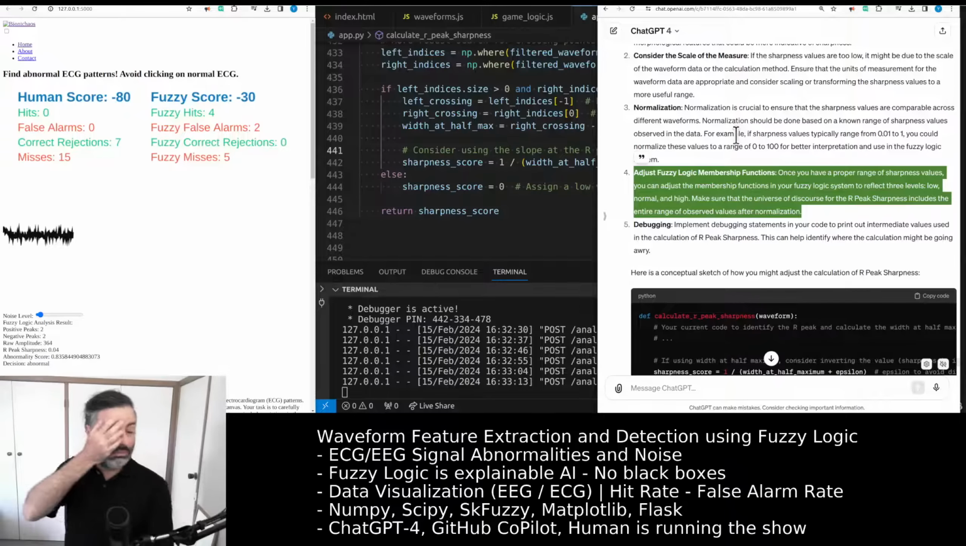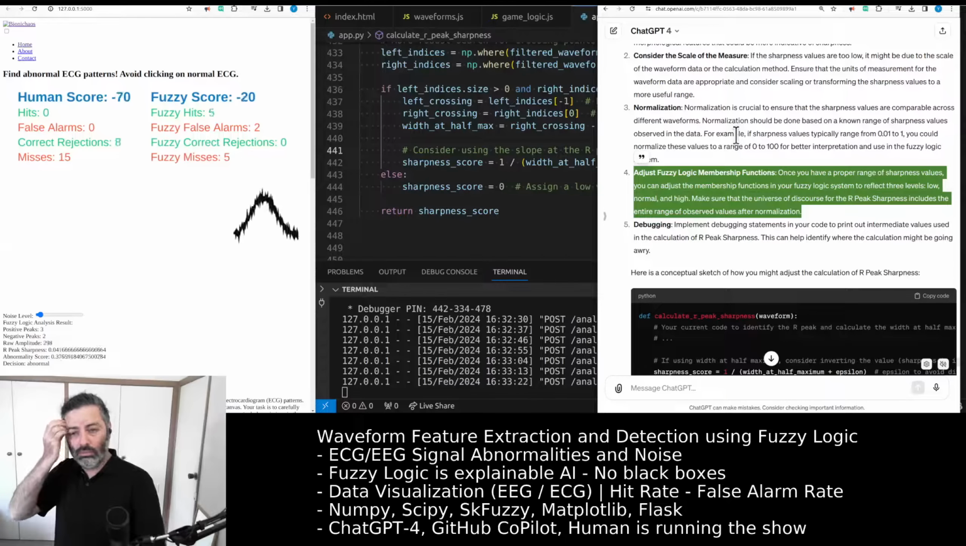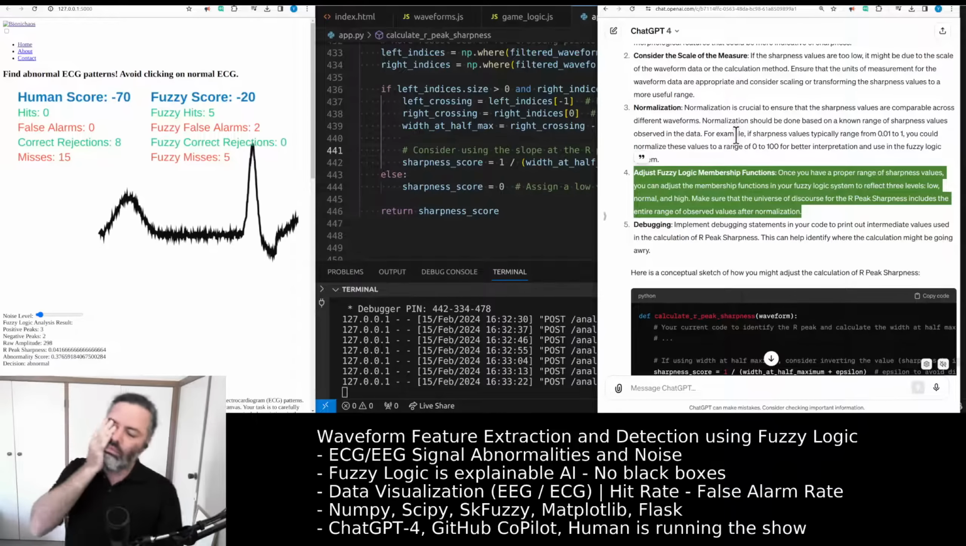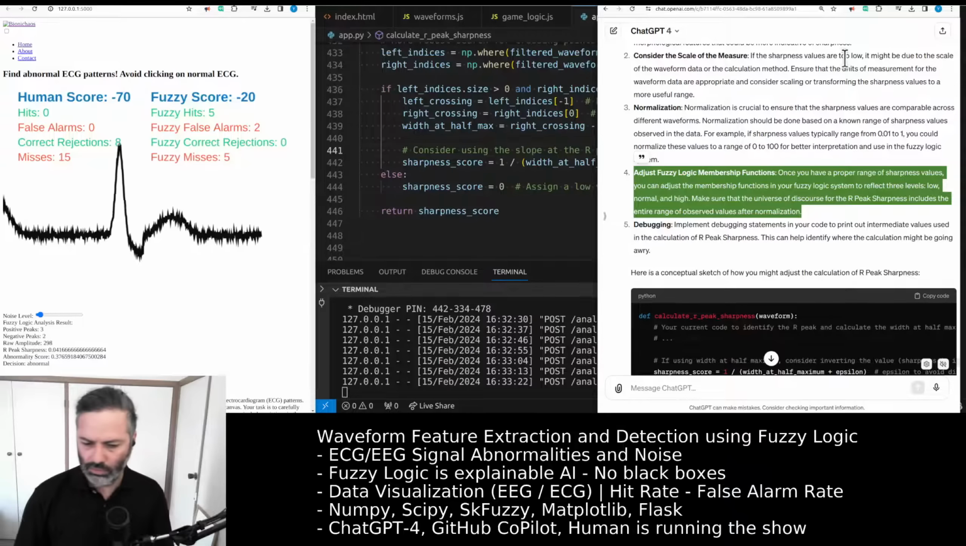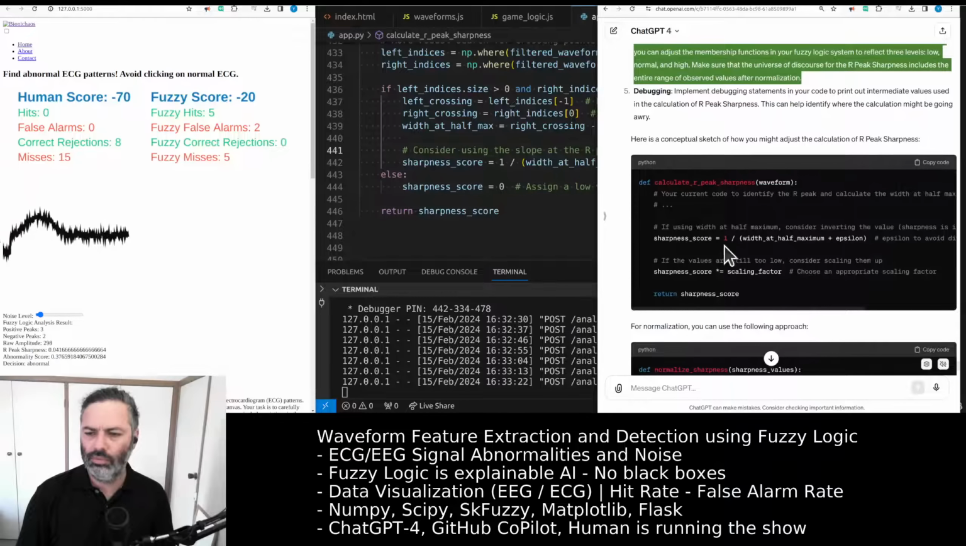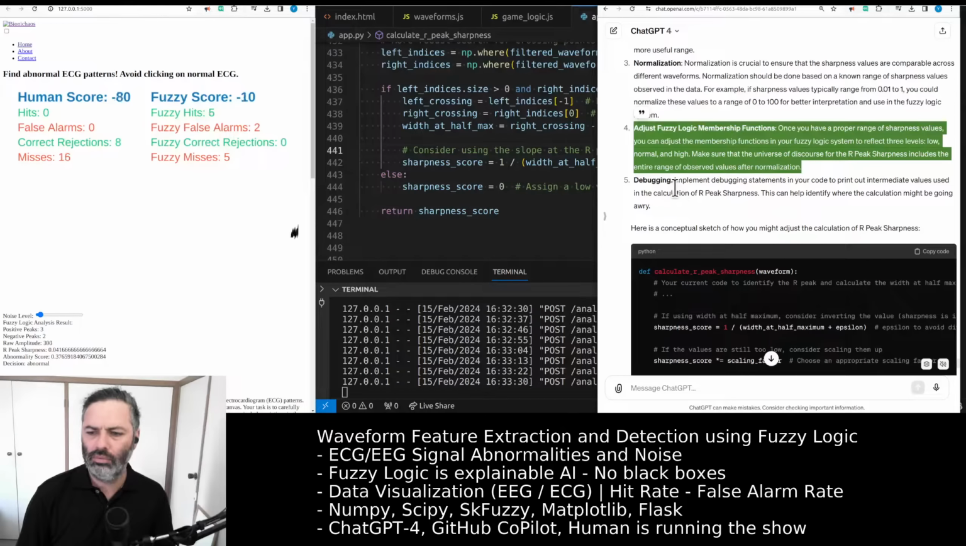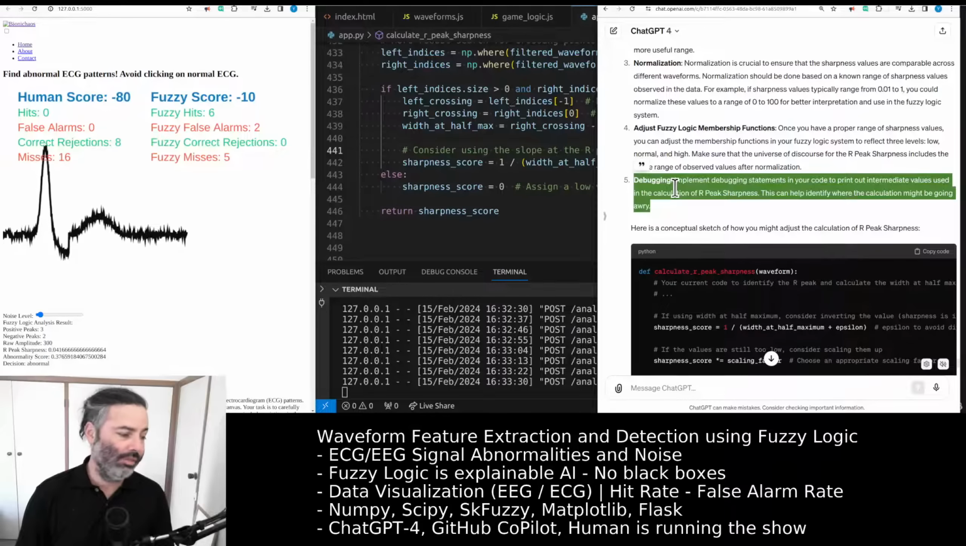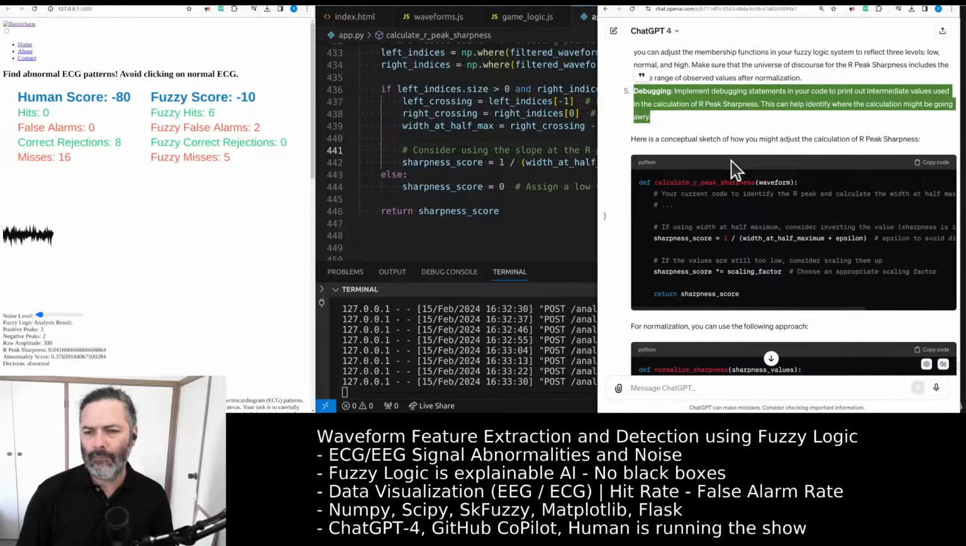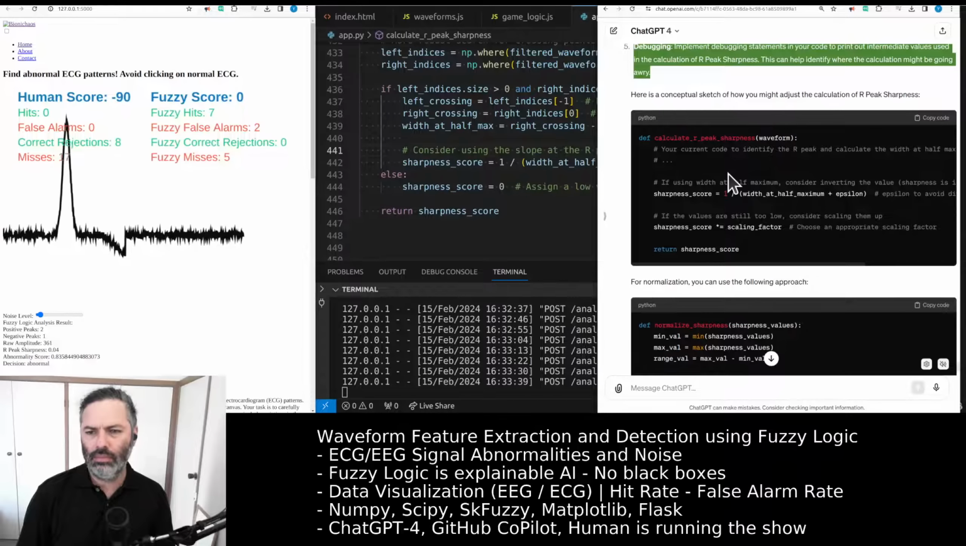Adjust fuzzy logic membership functions. Once you have a proper range of sharpness values, you can adjust the membership functions in your fuzzy logic system to reflect 3 levels: low, normal, and high. Make sure that the universe of discourse for the R-peak sharpness includes the entire range of observed values after normalization. That's fine, we'll sort this later. Debugging: implement debugging statements in your code to print out intermediate values used in the calculation of R-peak sharpness. This can help identify where the calculation might be going awry.